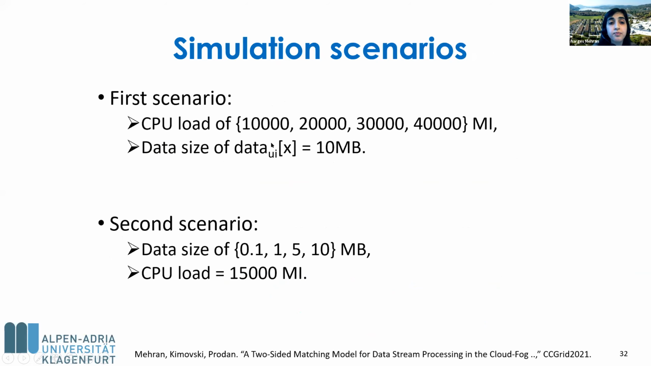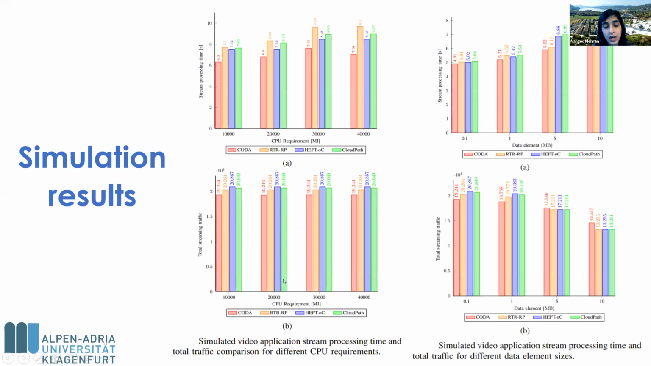In one of them, we change and modify the CPU load by bounding the data size, and in the second scenario we change the data size by considering that the CPU load was fixed. The result can be observed in this figure. For the stream processing time, as you can see, by increasing both the CPU requirement and data element size, the methods were getting changed, and we had an increasing result by implementing different methods.